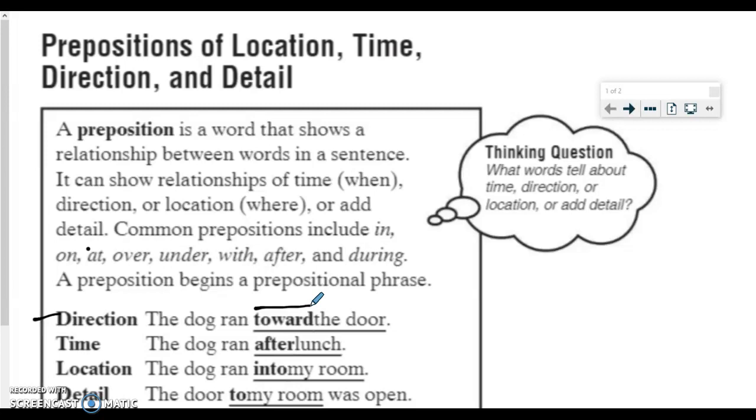All right, location. The dog ran into my room. It could also say out of my room. Either one of those would still be a preposition. And last but not least, down there is detail. The door to my room was open. That's not giving you a location, a time, or a direction, but you just need that little simple to in there. Honestly, to is one of the most used prepositions out there. I went to school, I went to the grocery store, I went to the other room, I went to Miss Doobie's class. You use to more often than any other preposition.